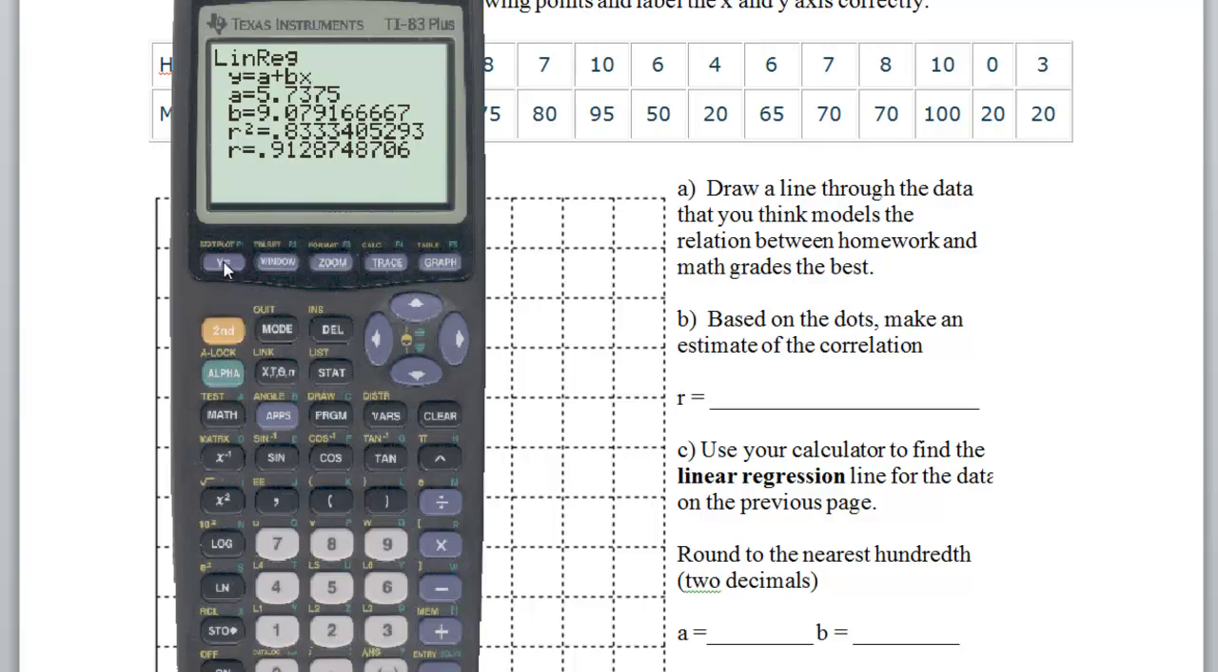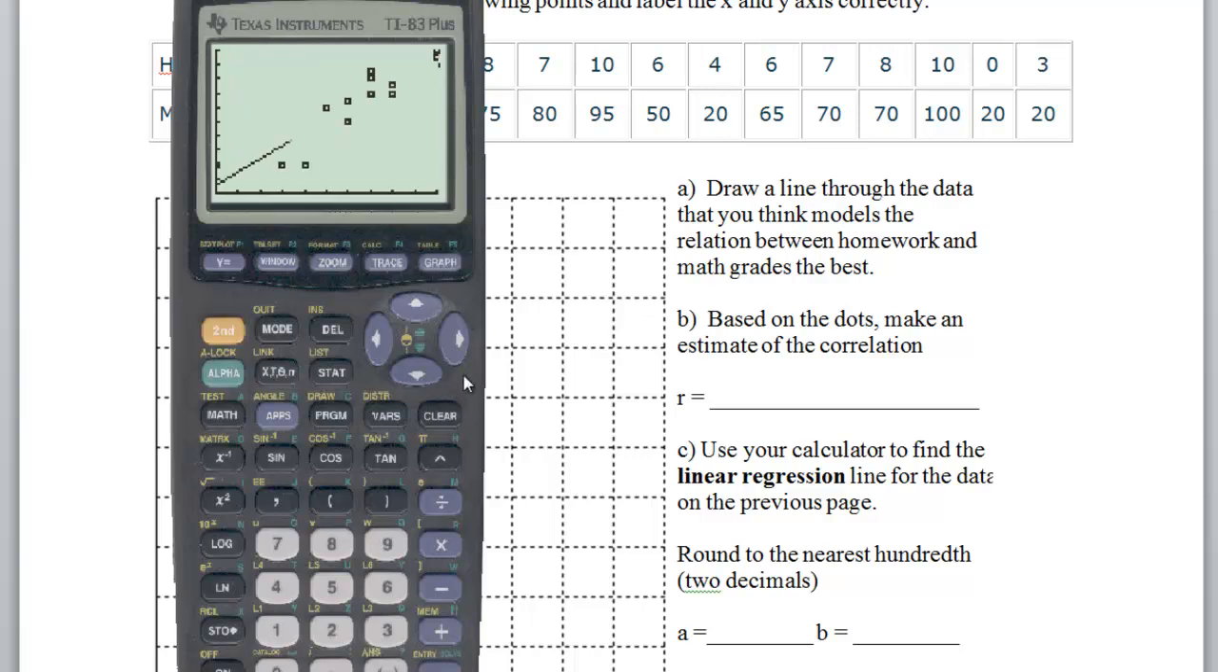And then I can go to my y equals. If you have your plot 1 turned on, which it might be from the last worksheet that you did, make sure you highlight it. Then we have to fix our window. Our window goes from 0 through 10 on my x, by ones. And my y goes 0 through 100 by tens. Don't change the last number.